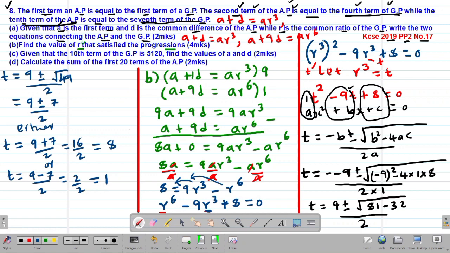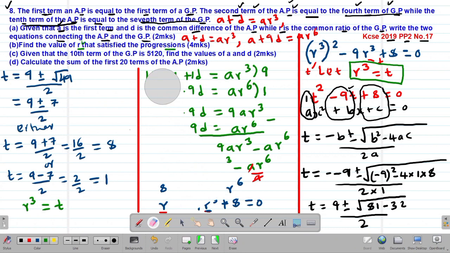But the question did not want us to find the values of t. Instead, the question wanted the value of r. But there is somewhere we had already let r. Remember this equation, we had said that let r to the power of 3 be equivalent to t. Therefore, if I substitute back, r to the power of 3 was equivalent to t. So this one means that I'm going to get the following.